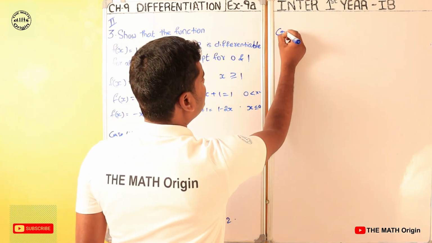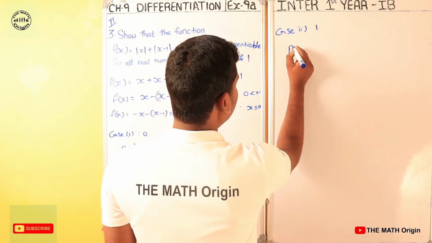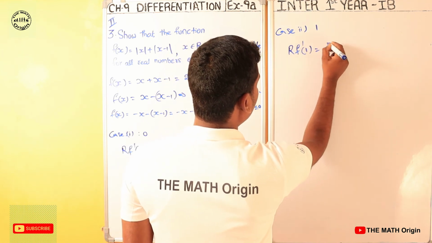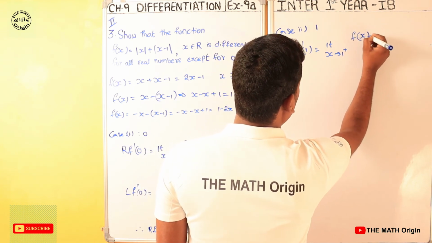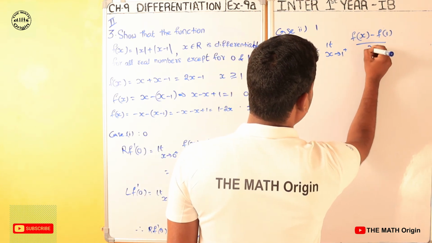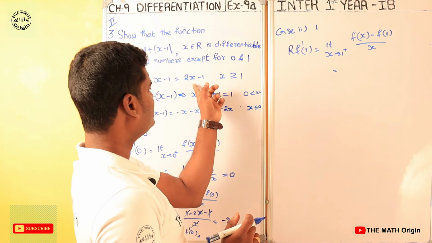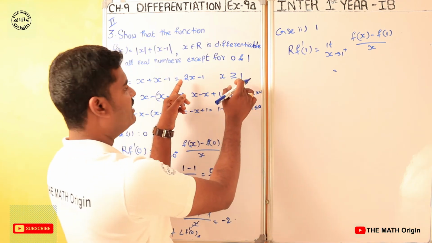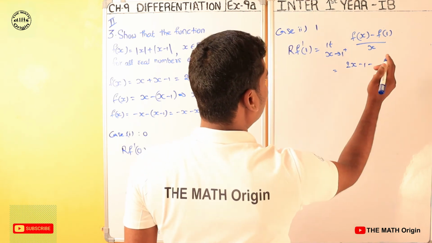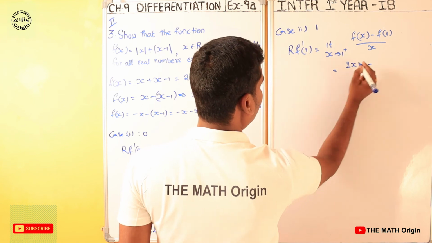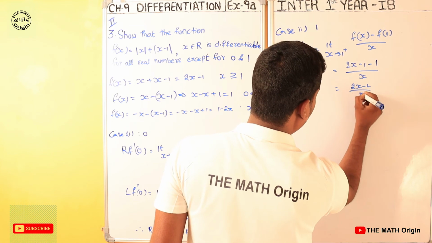Now let's take the second condition, case 2, which is 1. For 1, let's take Rf'(1) equals the limit as x tends to 1+ of (f(x) - f(1))/x. Here f(x) for 1+ takes the first equation, which is for x greater than or equal to 1. So it is 2x - 1 minus f(1), which is 1, by x. Therefore that equals (2x - 2)/x.